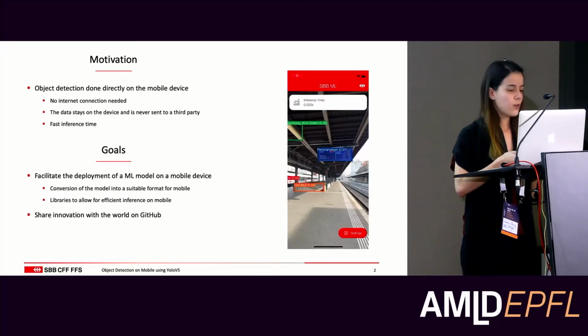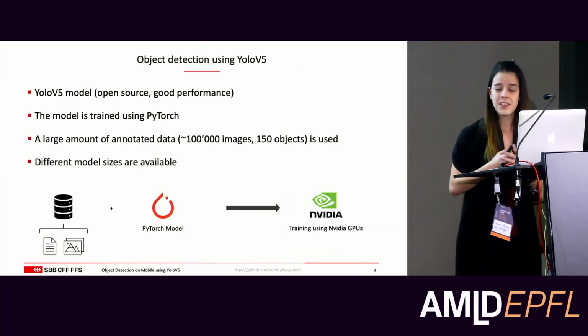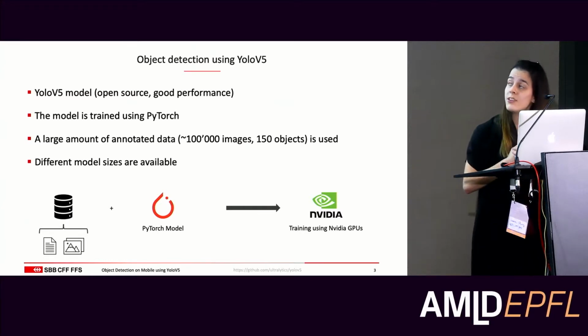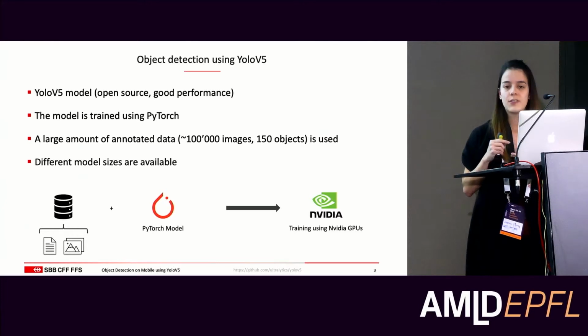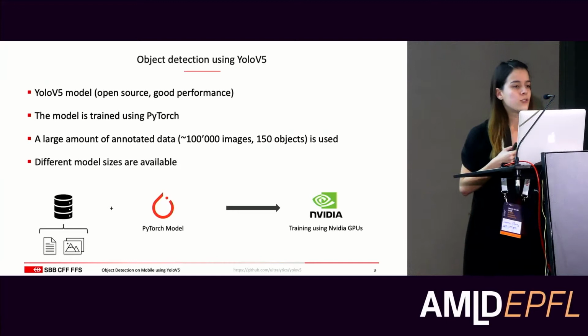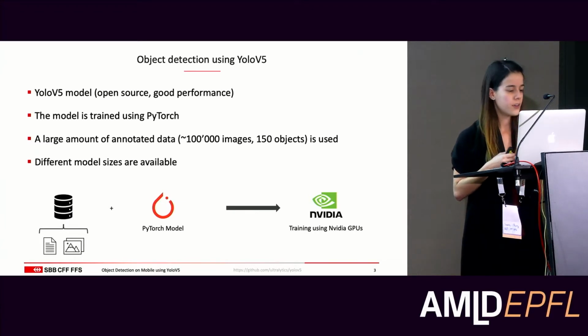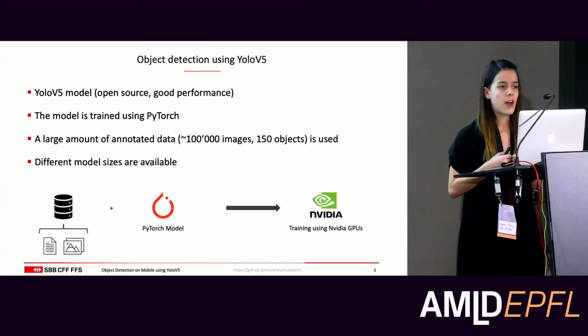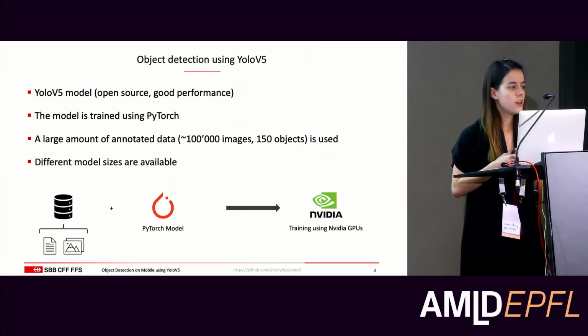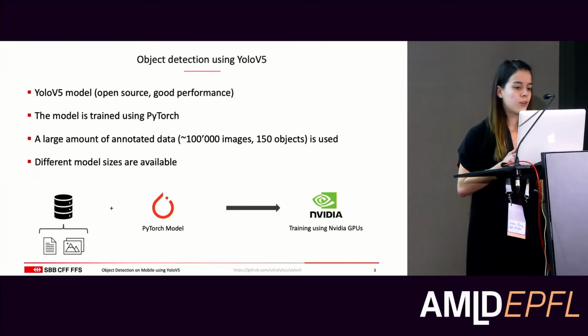So now let's take a look at how we did it. It is really standard. We decided to take the YoloV5 model because it is open source, it has a good performance and a great community. Now the model is written in PyTorch and so also trained in PyTorch, and we trained the model on NVIDIA so that it goes faster. We have a large amount of annotated data, which is really important. So we have a data set of around 100,000 images, and we consider 150 objects.